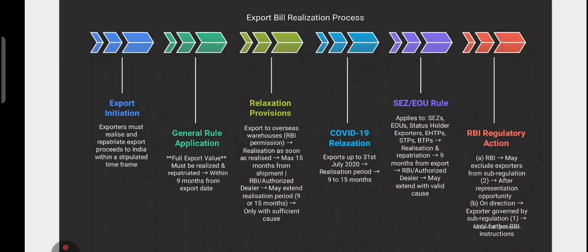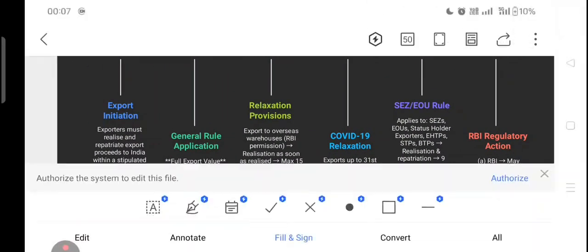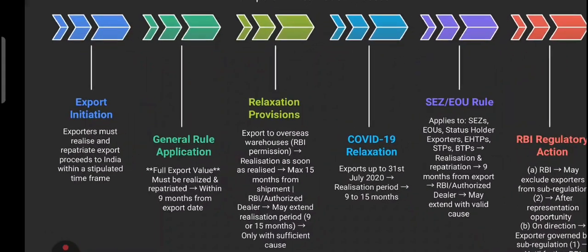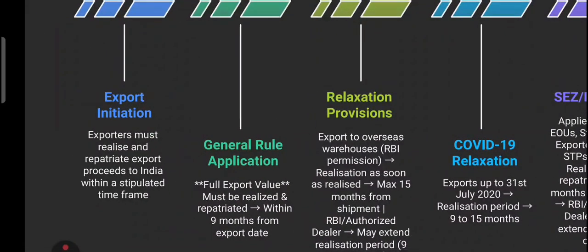Now friends, let's decode one of the most crucial yet overlooked aspects of international trade, that is called the export bill realization process. In this entire mind map, everything will be cleared on how an export bill is realized. Because exporting is not just about shipping goods, it's all about realizing your payment on time. Let's dive in step by step and make it crystal clear. First of all, export initiation. Once the goods are exported, the clock starts ticking. The exporter must ensure that payment is realized and brought back to India within a stipulated time. This is the beginning of the export bill realization journey.